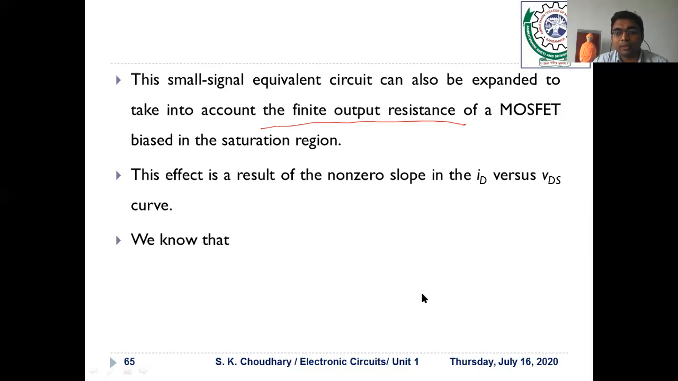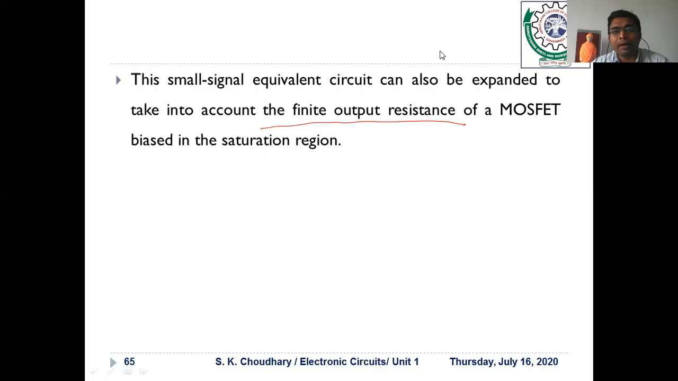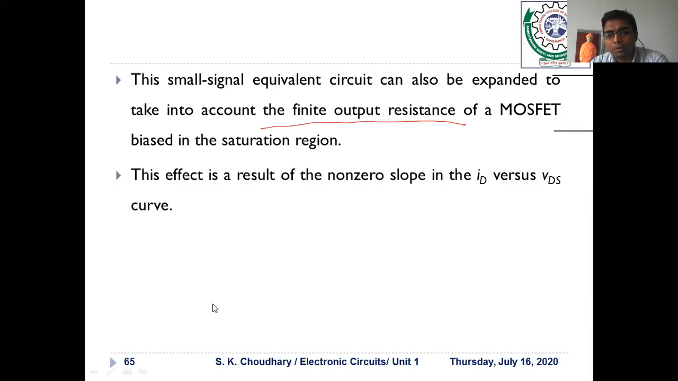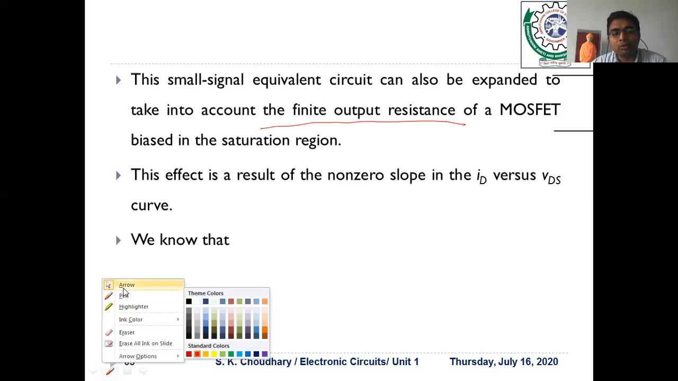It would modify the drain current equation. There is infinite output resistance in the ideal MOSFET, but in practical cases the MOSFET has some finite output resistance. That's why, when you plot the output characteristics of the MOSFET, some slope exists in the saturation region.